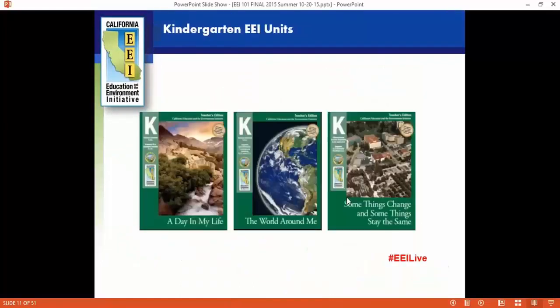Yeah. So with that, let's take a tour through the EEI units by grade level, and I want to point out that in that box for GoToWebinar, you have a tab that says Handouts, and you do have a copy of the curriculum catalog in there, and the catalog includes a brief description of what you'll find in each unit, including the components.